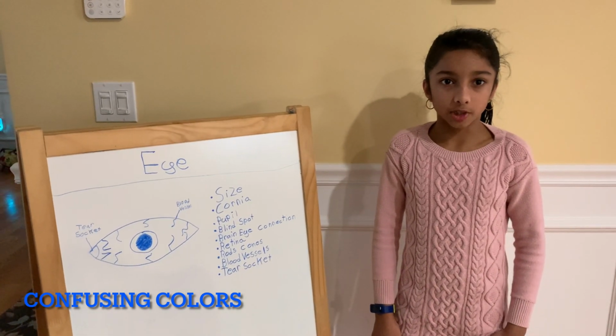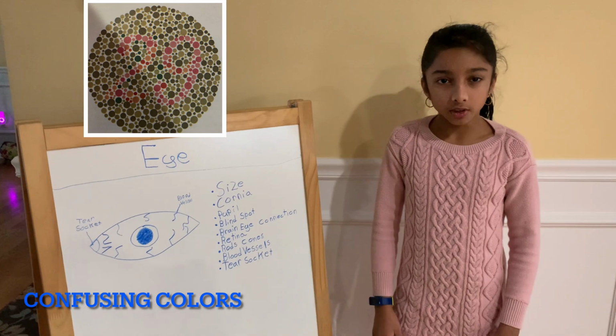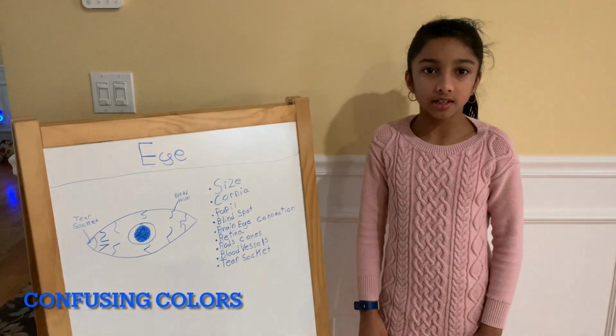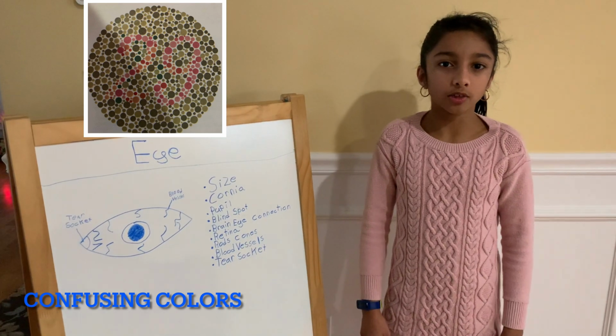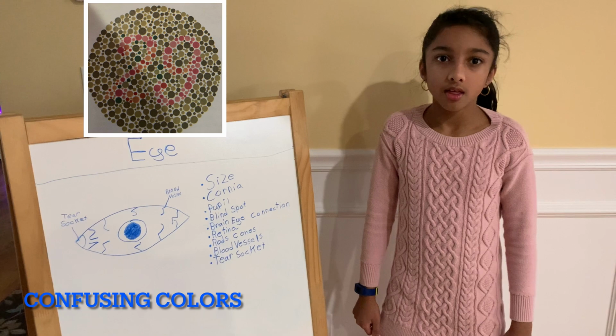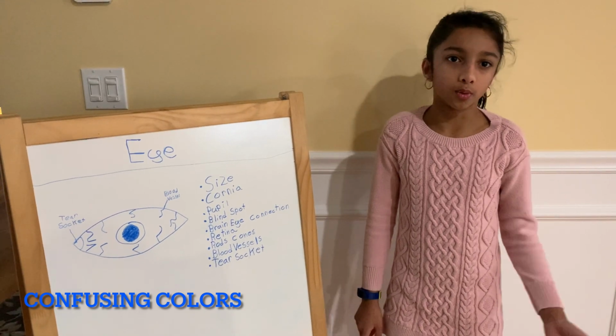If you see the number 20, look closer. If you see the number 70, that means you have a red and green defect. If you see the number 29, that means you have normal vision.